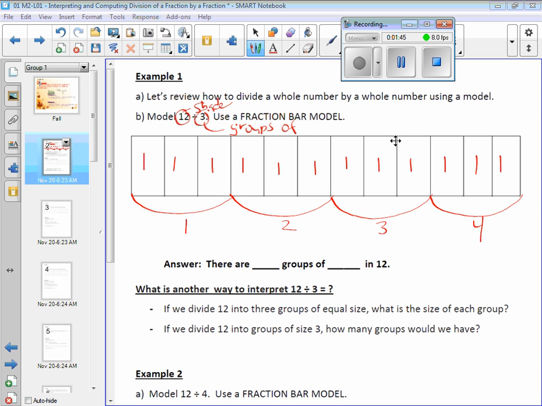So how many groups are there altogether, of how many in each group? Another way to look at division is how many 3s are in 12. Think of it that way also. So when we switch to fractions, it's still the same idea: how many groups of, or how many of this number are there in the first number?